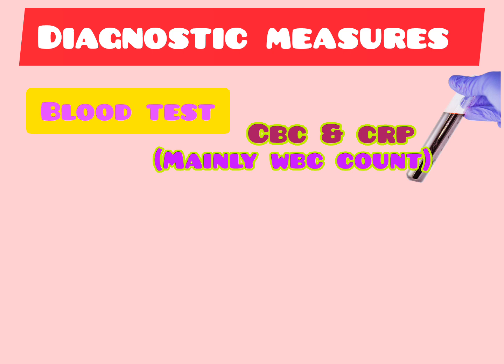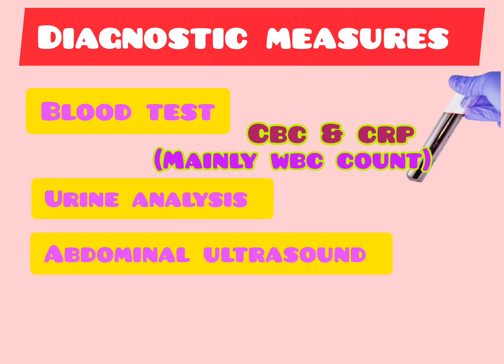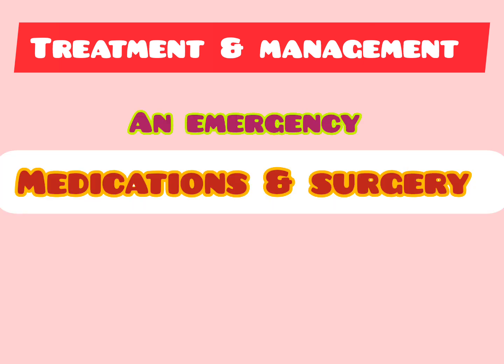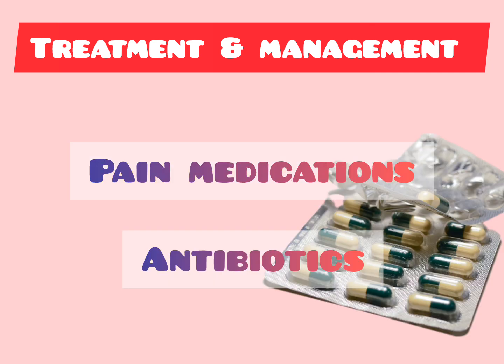It helps to identify any infection, and urine analysis. Imaging studies like abdominal ultrasound, CT and MRI also help to identify a swollen appendix. Treatment and management. Appendicitis is considered an emergency. Treatment includes medications and surgery, though in a small number of cases, medications might be enough. Pain medications, antibiotics, this is also preventive treatment before surgery.